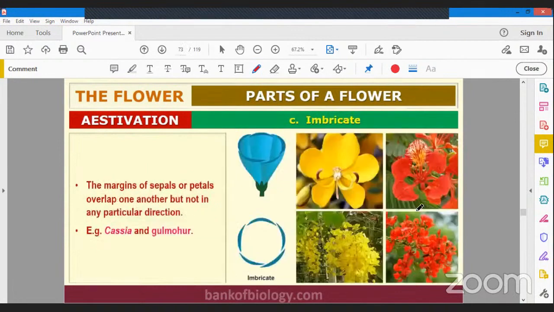Next one, imbricate. Imbricate. Here margins of the sepals or petals will overlap with one another but not in a particular direction. ಒಂದೇ ಡೈರೆಕ್ಷನ್ ಇದು ಆಗೋದಿಲ್ಲ. But here what happens, one is in, one is out, the rest are twisted. One in, one out, the rest are twisted.